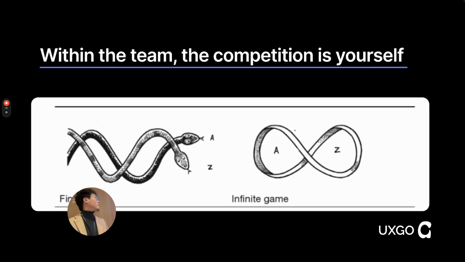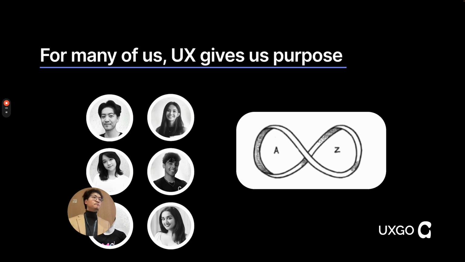So I have a diagram here. This is just a finite game versus an infinite game. So what this means is when the competition is yourself, really you just have to make sure you're setting milestones and you're making steady improvements every day, right? So this way you can eliminate a lot of potential stress and noise.